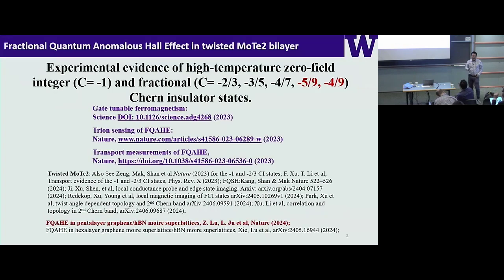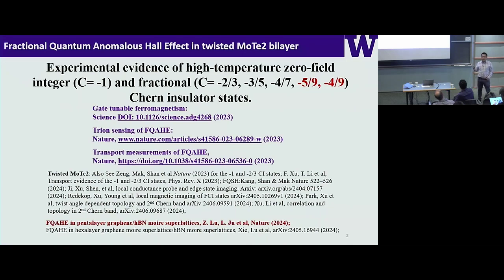Just briefly, everybody probably knows, right? Last year we saw the fractional quantum anomalous Hall effect in twisted MoTe2 bilayer. Here is a summary of the fractional Chern insulator states we have observed so far. And the effect we see is robust, right? In addition to us, there are many works in the field that have seen these states, and this FQH effect is also seen in pentalayer graphene, right? And earlier this year, there was a work from a Chinese group that reproduced these results.